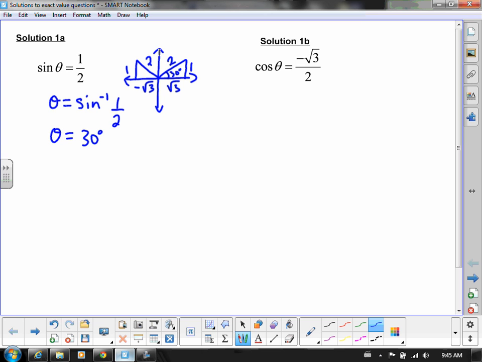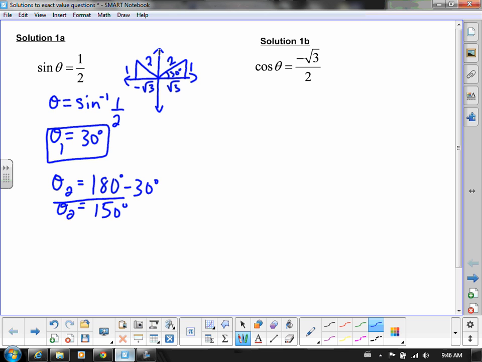But that's not your only answer. So that's the first answer we have, but there's a second one. We know that second angle has to be in that second quadrant, and in order to get that, we're going to do 180 minus 30, because we haven't quite gone all the way around. So we end up with theta 2 equals 150 degrees. So that's how you can use your related acute angle to come up with the appropriate angles that are possible.